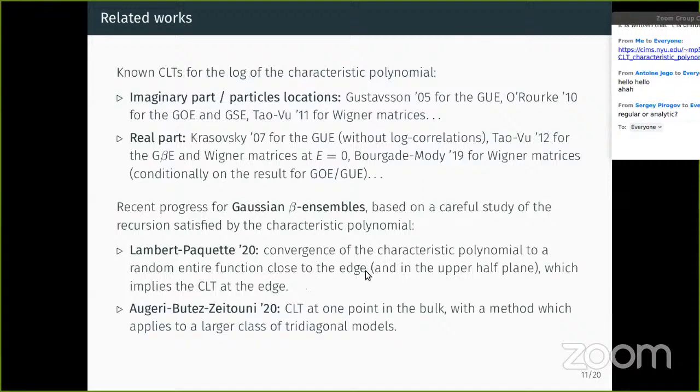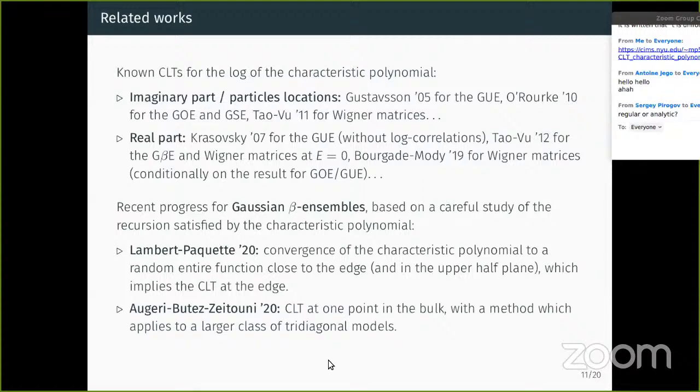The results of Lambert and Paquette prove the convergence of the characteristic polynomial to an analytic function, either on the upper half plane far enough from the spectrum, or also close to the edge in the second paper. And in particular, this result close to the edge implies the central limit theorem at the edge. And then there is another paper by Aubrey Butezen Zeytouni, where they prove the same central limit theorem for Gaussian beta ensembles, but also for other tridiagonal models, which are not contained in our framework. They prove a central limit theorem in the bulk at one point.